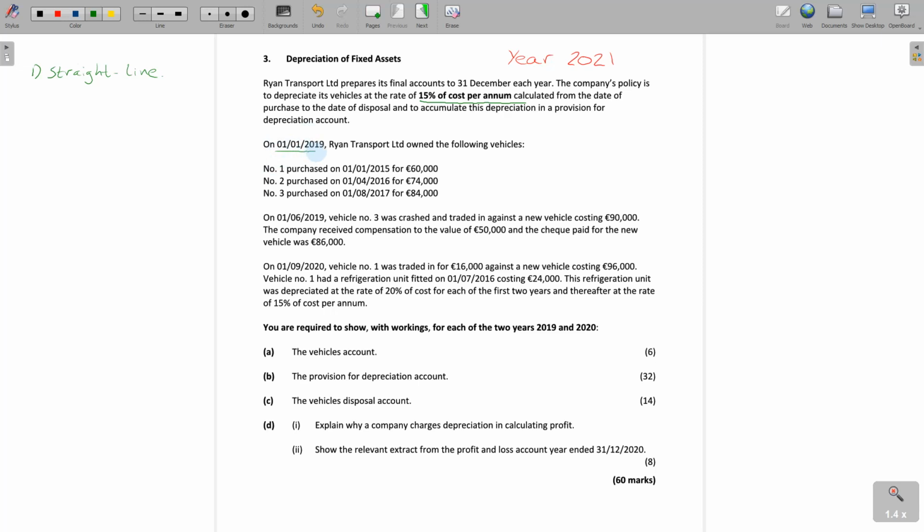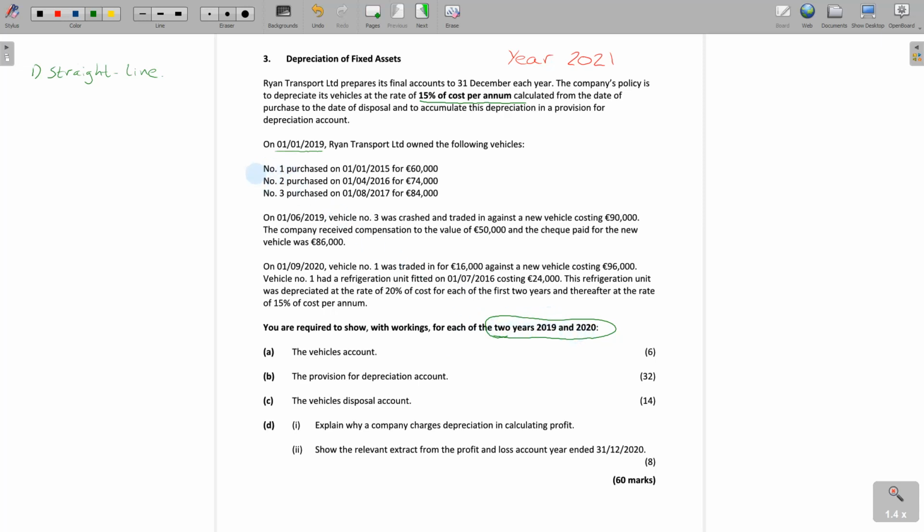So on the 1st of 1st, 2019, Ryan Transport Limited owned the following vehicles. When I see the 1st of 1st, 2019, I assume that I'm going to be creating T accounts for this year and next year and perhaps even the year after. If we go down to the end of the question, it says, you are required to show workings for each of the 2 years 2019 and 2020. So we're going to be creating T accounts for 2019 and 2020.